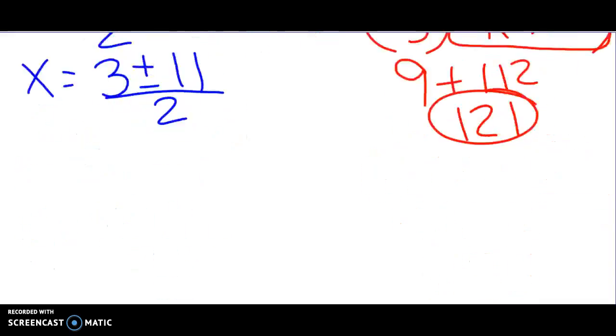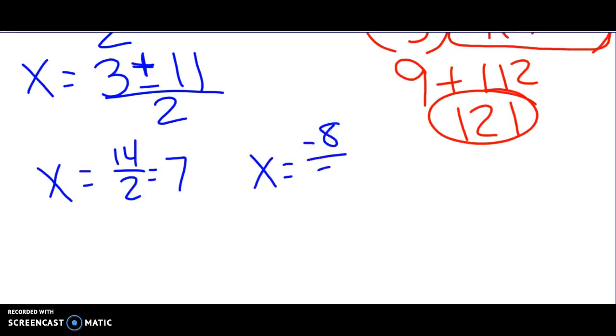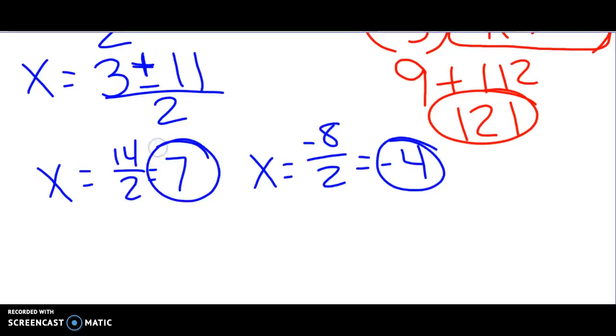All right, let's go and find this. So we've got x is equal to 3 plus 11. 3 plus 11 is 14 over 2, which is 7. And x is also equal to 3 minus 11, which is negative 8 over 2, which is negative 4. All right, you could have graphed that, but I just wanted to give you something that was kind of easy to look at for the quadratic formula.